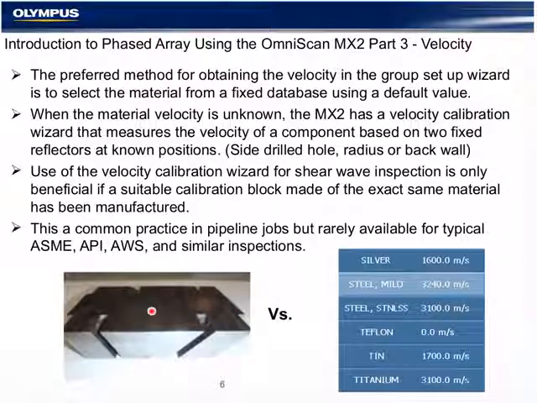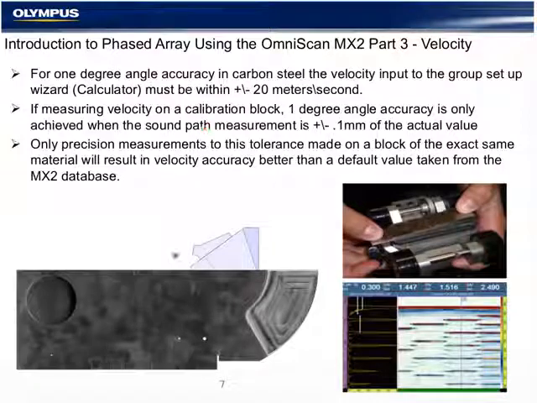Without that block, measuring the velocity on the IIW block verifies the instrument's capability of measuring velocity, but it doesn't tell you anything about the real velocity in the component. In other words, a slight difference in the velocity between a standard calibration block like you see here for shear wave angle beam and 0 degree L wave would result in a slight angle error on the material if it were not made from the exact calibration block.